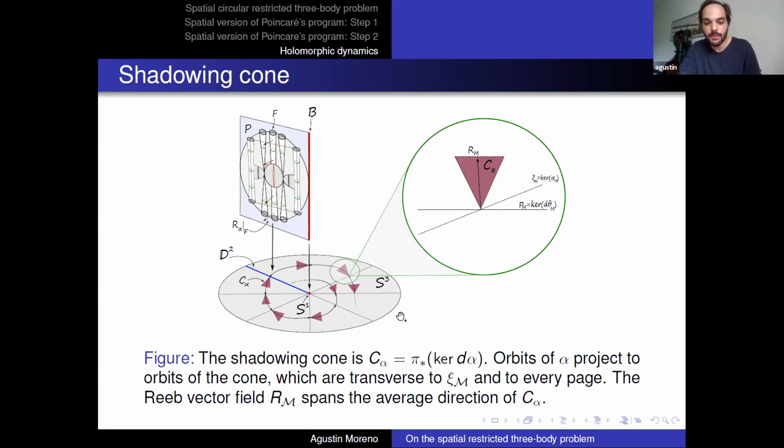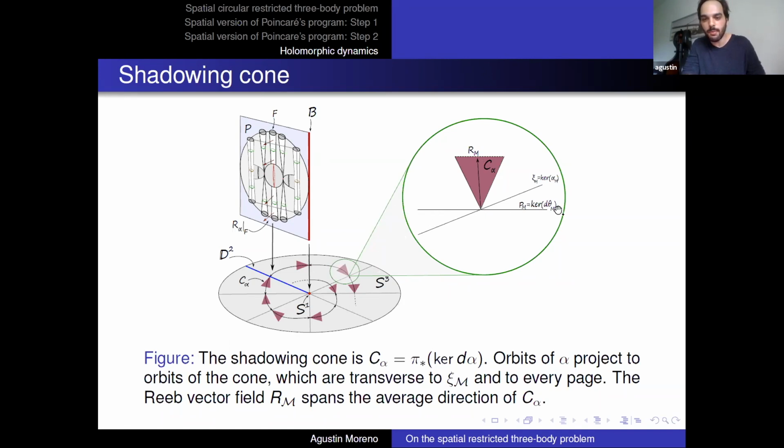So the shadowing cone is, rather than averaging over the fibers and getting dynamics on the quotient moduli space, I can just directly project down all the vector fields. So here's the picture. The Reeb vector field originally is transverse to each page. When I project it down, I might not get a line, I might not get a flow, but it does open up to a cone structure, which is the shadowing cone, just the projection by the quotient map of the kernel of alpha. If you zoom in over a page, this is what you see.